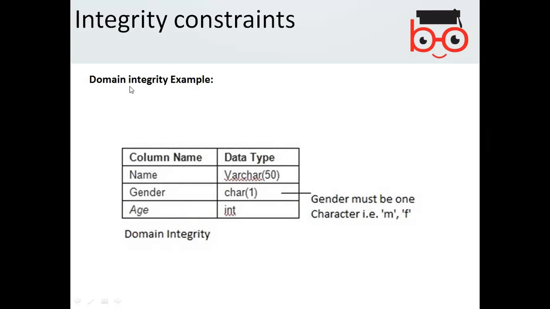So domain integrity is defined in this way when you say that name should be a type of varchar. Varchar is a type. These are the syntax of programming in a database. When you say varchar, it means a character type variable which could be a maximum size of 50. A gender could be a character of size 1, which can be only, for example, male or female. The age could be any integer. So basically you are defining the domain integrity.